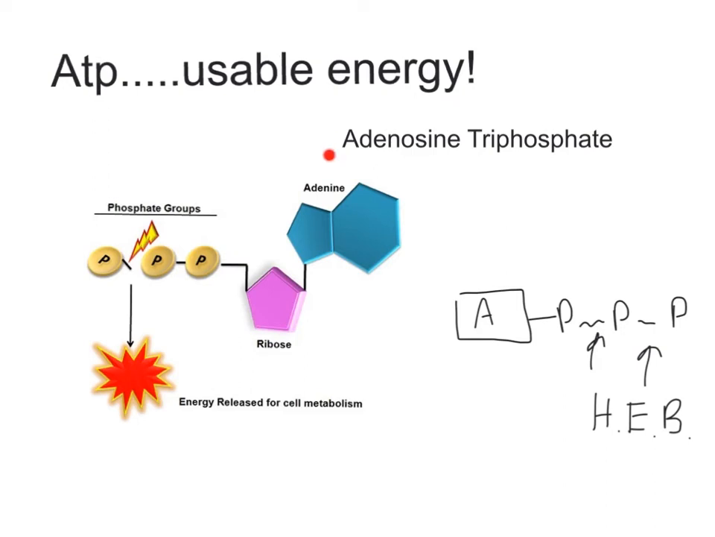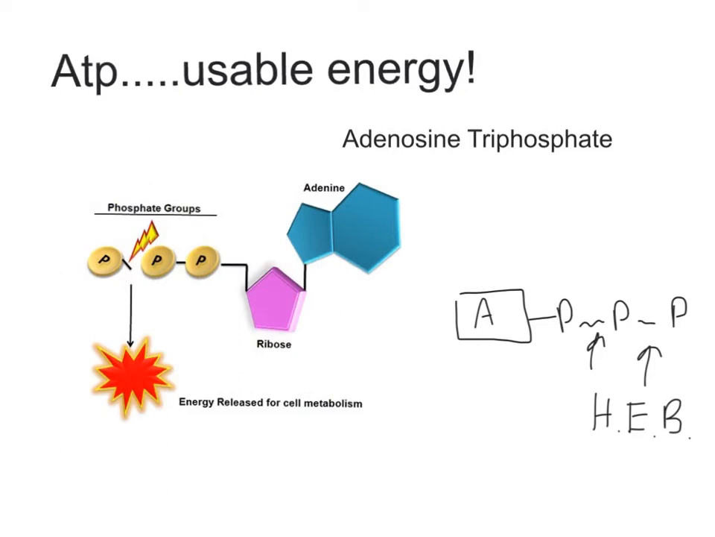Okay, it stands for adenosine triphosphate. You do need to know that. Okay, so ATP stands for adenosine triphosphate, and we know that tri means 3. So phosphate is a group that contains phosphorus that we're going to talk a little bit about.